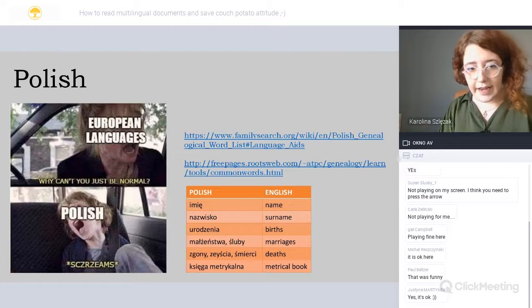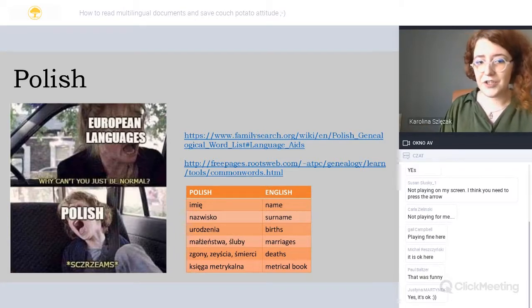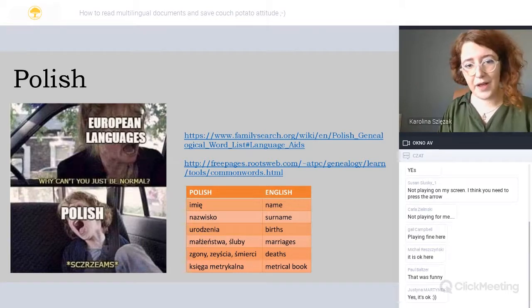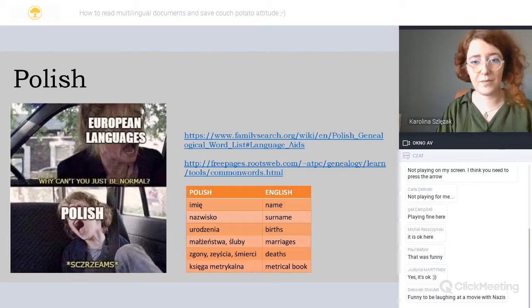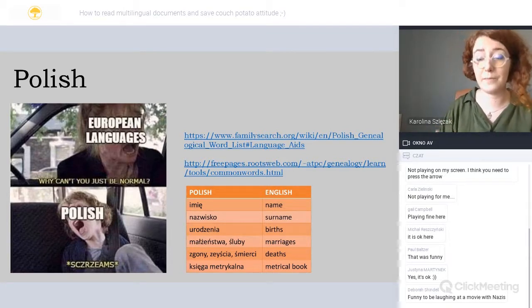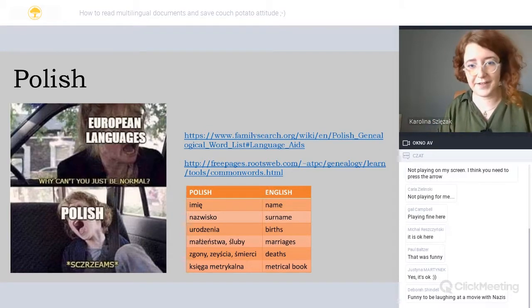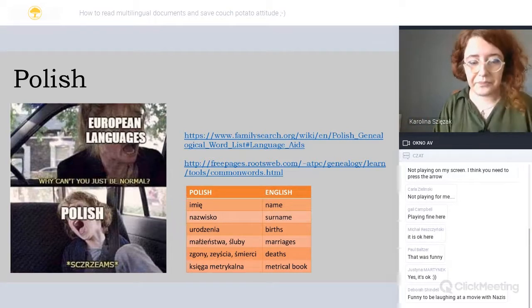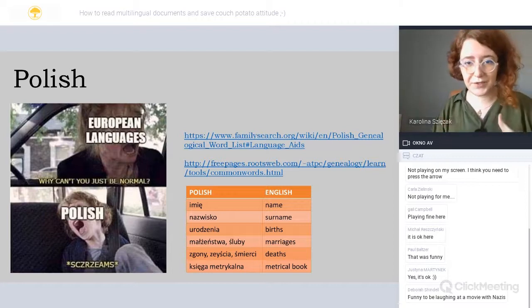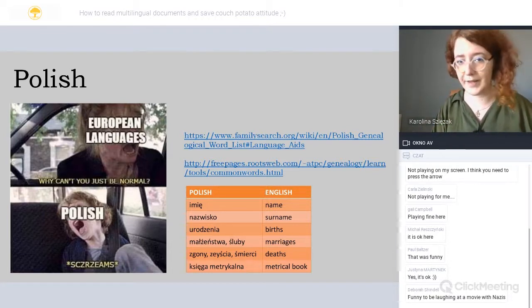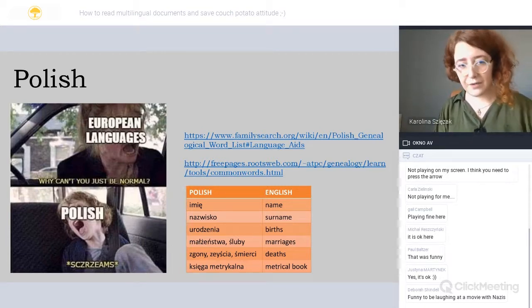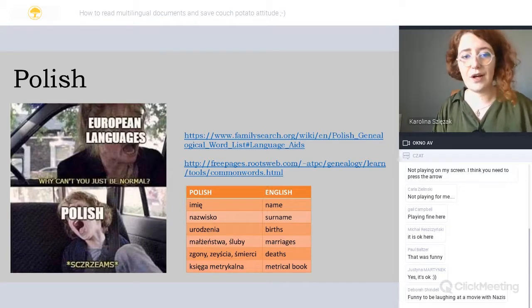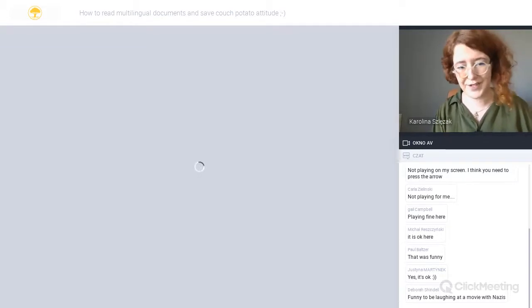Here, I linked the Polish language genealogical word list from FamilySearch. Here you can find a little bit more, and more things explained on how Polish grammar works and why things look just as they look. But I will try to explain some useful things during this webinar. And here I usually add a place to look up after we finish.